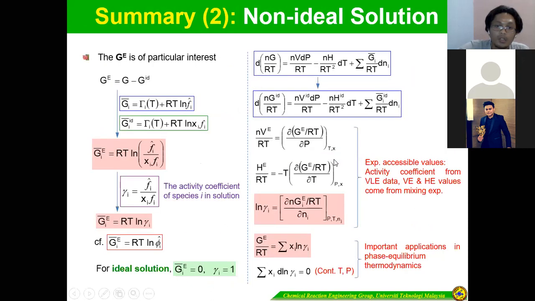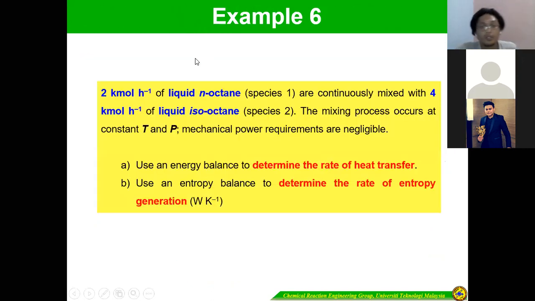Okay, so any questions? Actually there's an example. If you want to do the example, we can do it together. Just a short example. I will just explain briefly. 2 kilomole per hour of liquid n-octane, species 1, are continuously mixed with 4 kilomole per hour of liquid isooctane, species 2. The mixing process occurs at constant temperature and pressure. Mechanical power requirements are negligible. Use an energy balance to determine the rate of heat transfer.